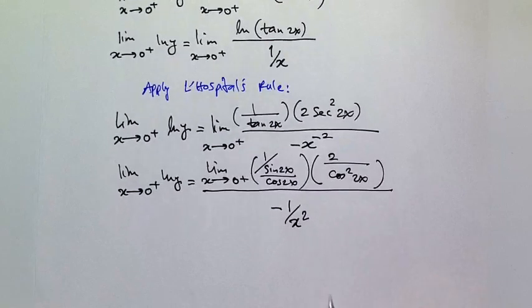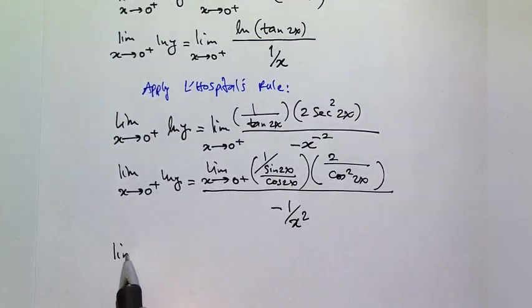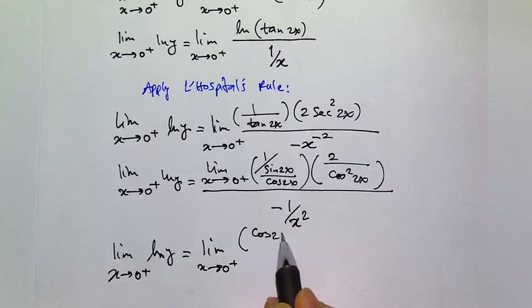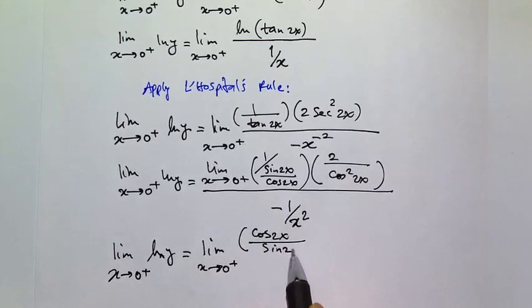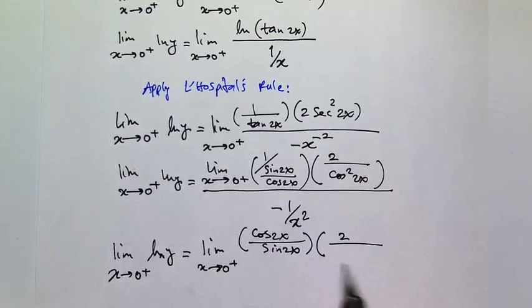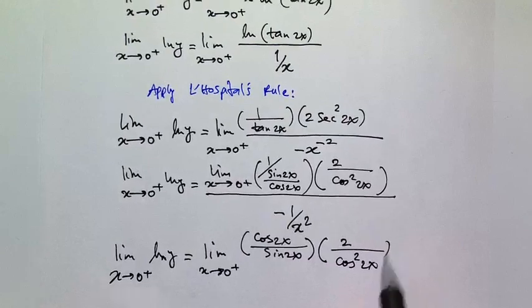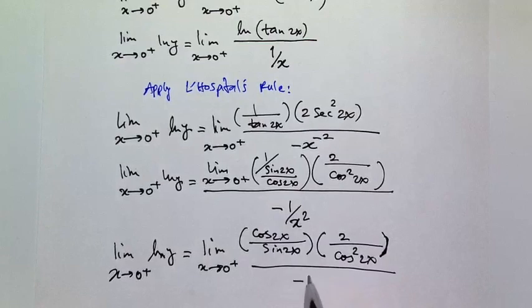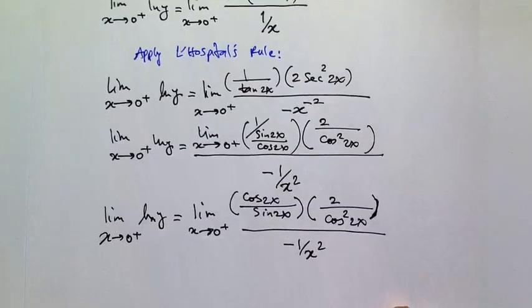So then we can clean this up a little bit. The limit of natural log of y on the left side would be equal to the limit as x goes to 0 from the right of cosine of 2x divided by sine of 2x times 2 over cosine squared 2x, all of that divided by minus 1 over x squared, right?